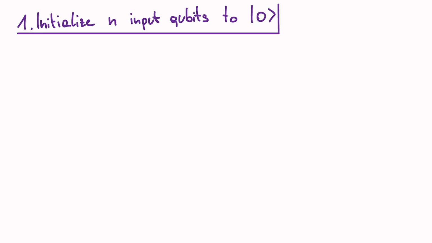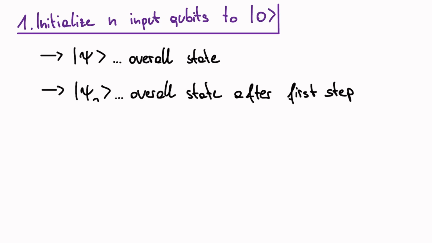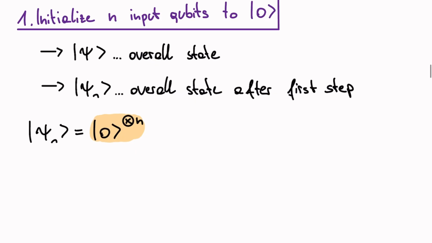So from now on, I will describe the overall quantum state, meaning the state of all input qubits and the output qubit together, using the Greek letter psi. For each step of the algorithm, I will give this state a number. So after the first step, I refer to it as state ψ1, which means the full quantum state after step 1. At this point, all input qubits are initialized in state 0. I describe this as |0⟩ tensor product n times. That simply means we are combining n qubits, each in the state 0, using the tensor product.